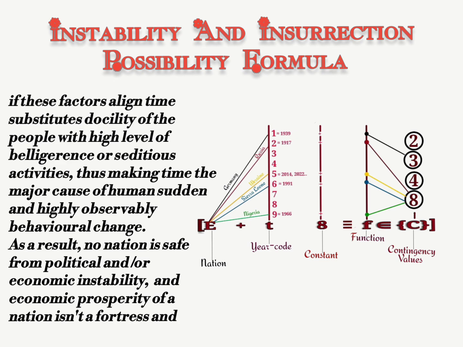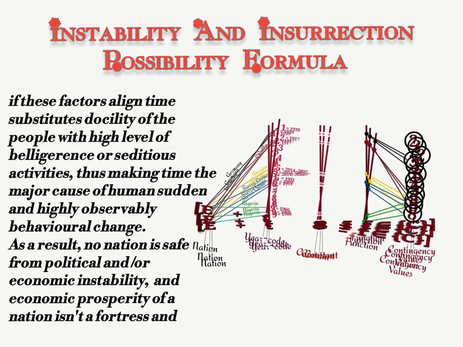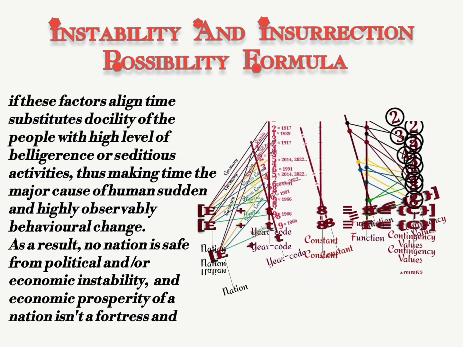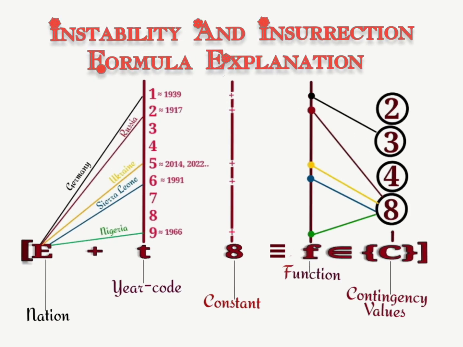As a result, no nation is safe from political or economic instability, and economic prosperity of a nation isn't a fortress and there is no consistent diplomatic relation. Instability and Insurrection Formula Explanation.